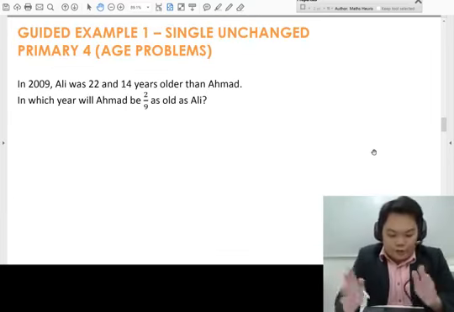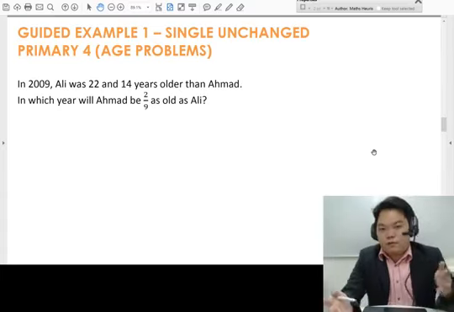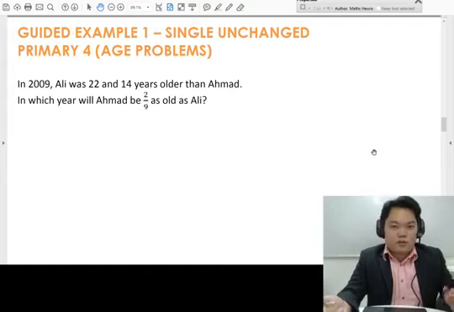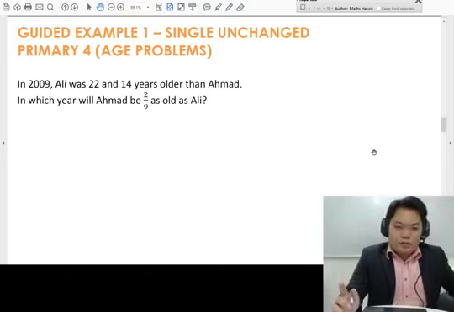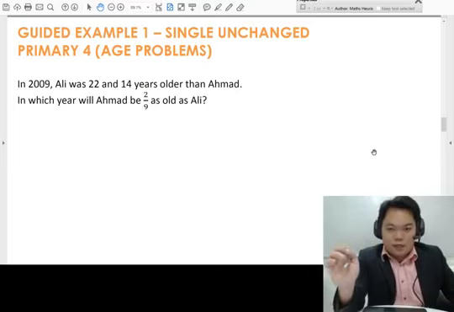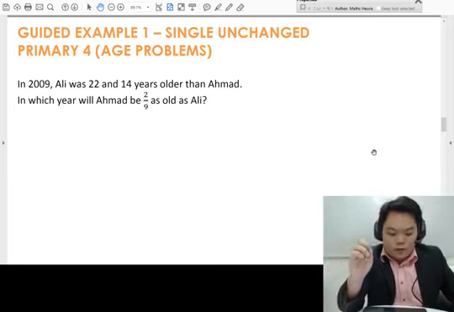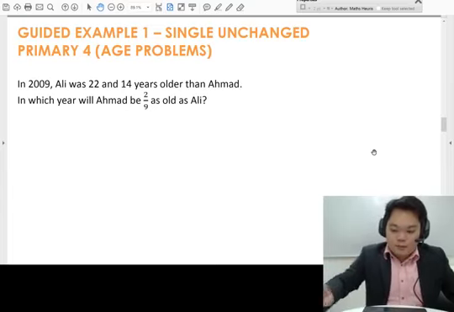Okay, so this kind of age problem can appear as early as P4. Depending on your school, maybe it appears even at P3. So the main thing here is you need to understand that the age difference between any two parties remains unchanged. When you know that and you allocate the units, it can be solved rather easily using the unit transfer method. Okay, let me play the video for you.